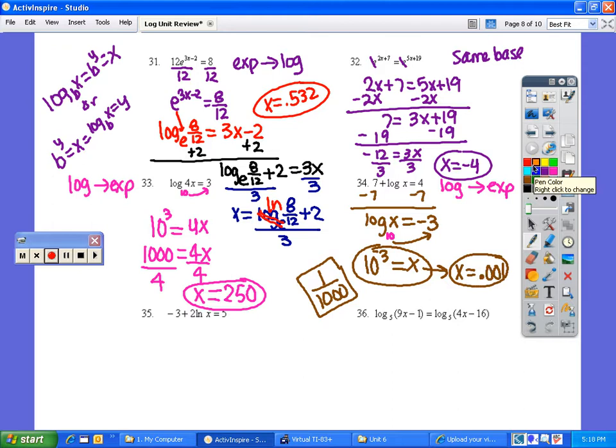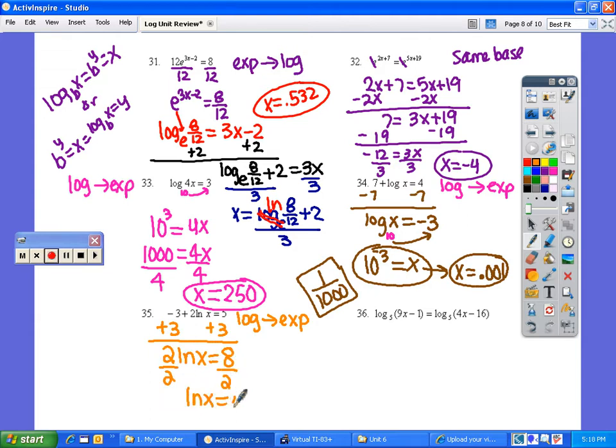Alright, we're almost done. Okay, the 35 is also log to exponential, but you have to isolate this problem twice. First thing you want to do is get rid of the 3 by adding, and you get 2 ln x equals 8. Divide by 2, you get ln x equals 4. Remember what I told you a long time ago. I said ln x is the same thing as log base e. So you have to change that as e.